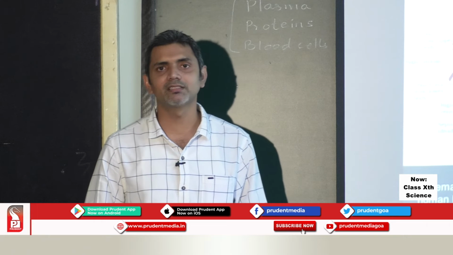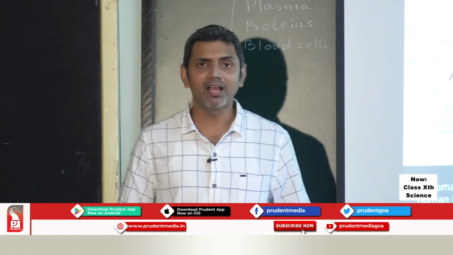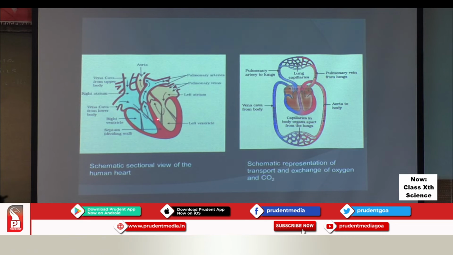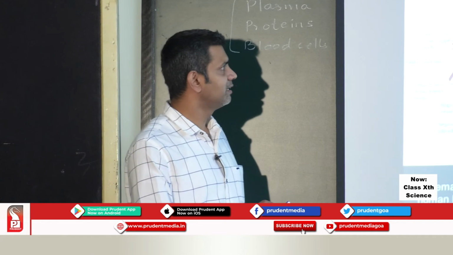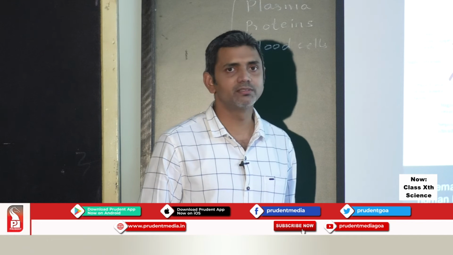Arteries have thick walls as compared to the walls of the veins. So why do arteries have thick walls? Because blood emerges from the heart at high pressure, and these arteries have to withstand that pressure. Because of this, arteries have thick elastic walls. Arteries carry oxygenated blood from the heart to different parts.